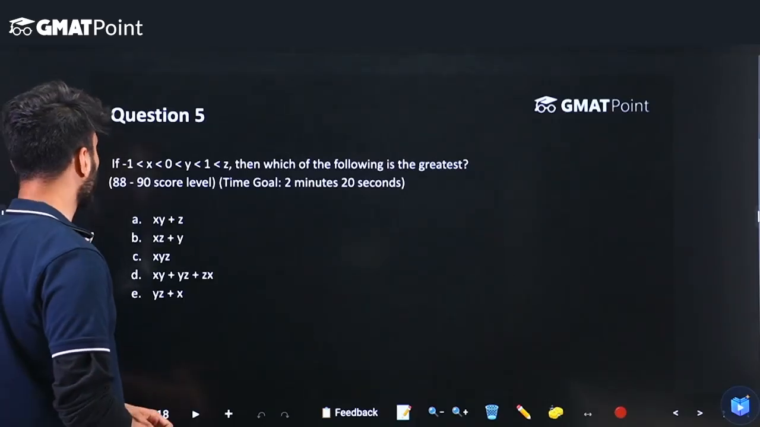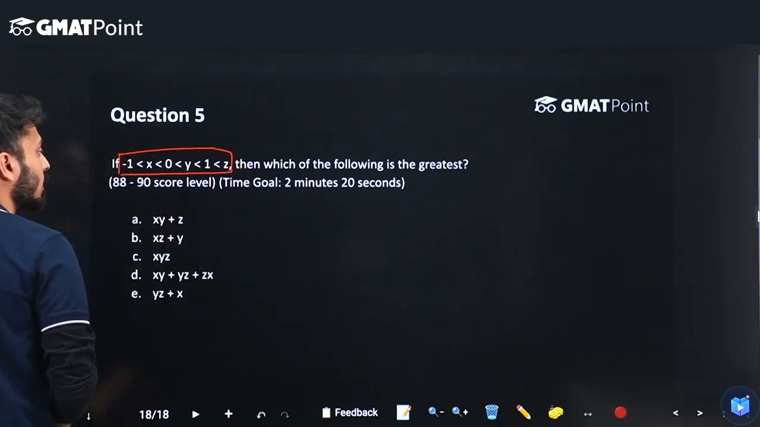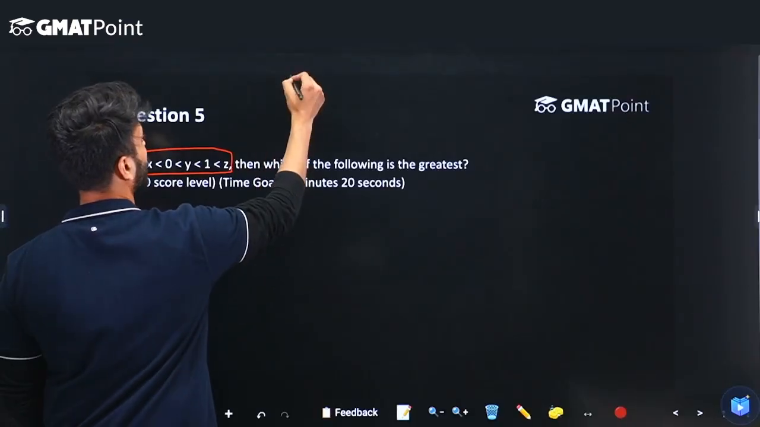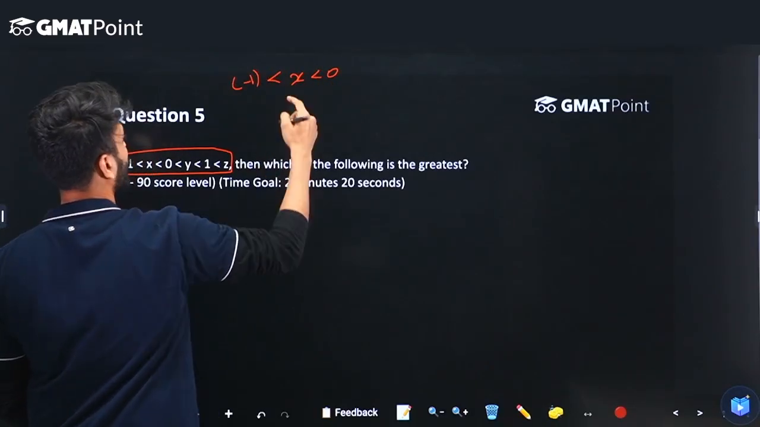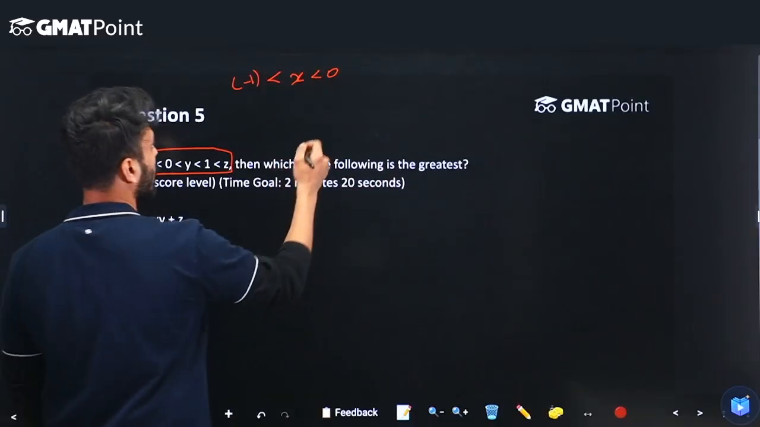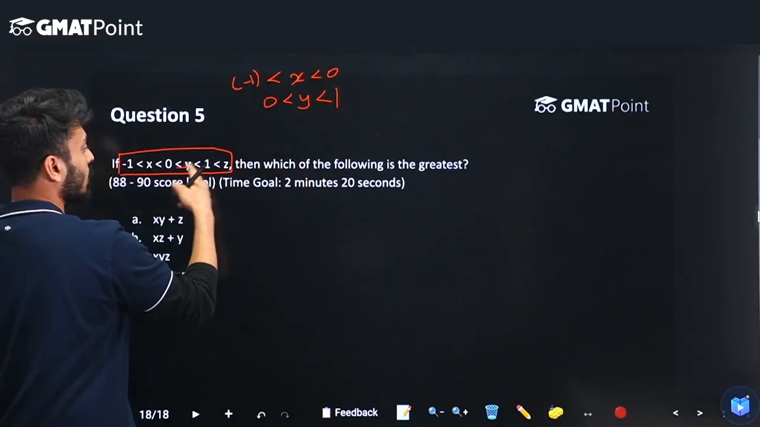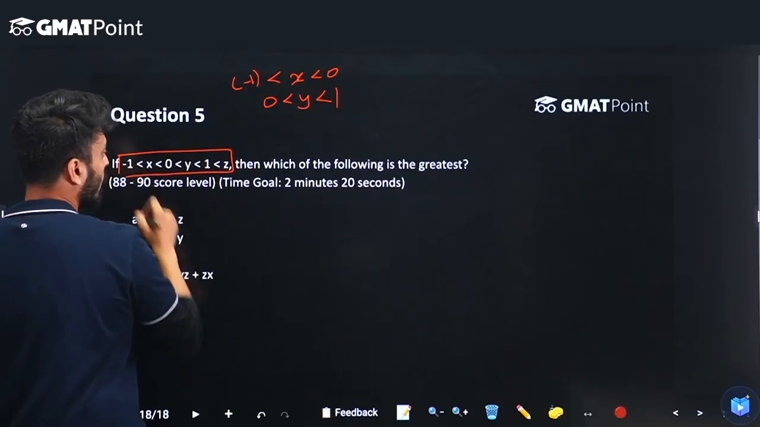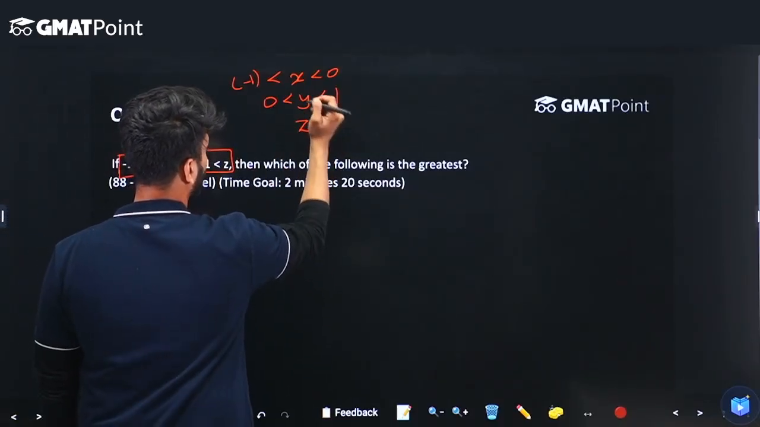Okay, let's get started. Now I am given this statement over here. As you can see, the statements are getting longer with the questions. So the first piece of information I have is x is less than 0 and greater than minus 1. So it is a negative number with a magnitude less than 1. Next, y is a positive number with magnitude less than 1. And the next piece of information I have is z is greater than 1.